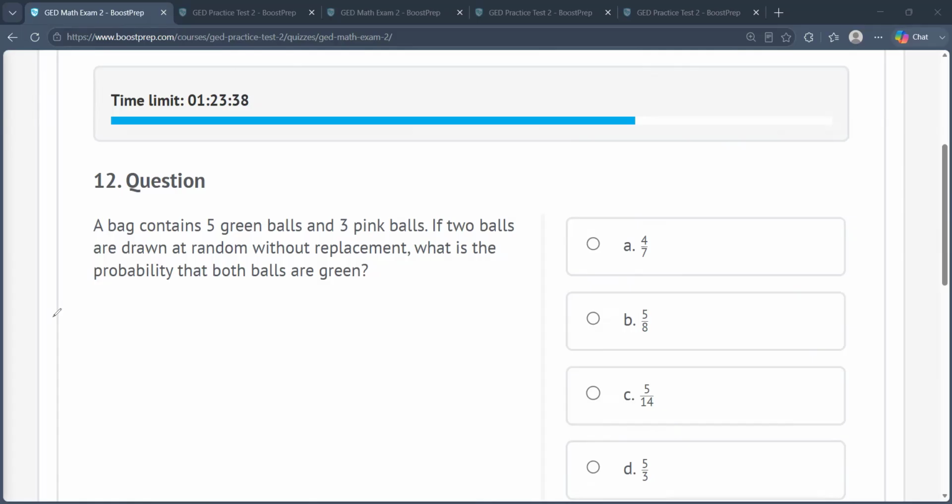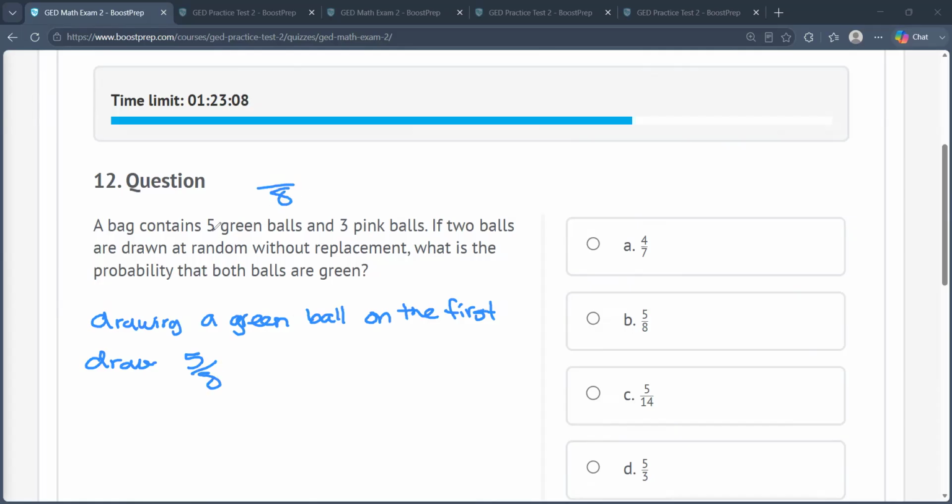So, yeah, we're dealing with probability. So we know that the probability of drawing a green ball on the first draw is 5/8, right? Because there's a total of 5 green and 3 pink, that's a total of 8, and there are 5 green balls. Okay, and then after the first ball is drawn, there are 4 green balls and 3 pink balls. So now you're doing a second draw.